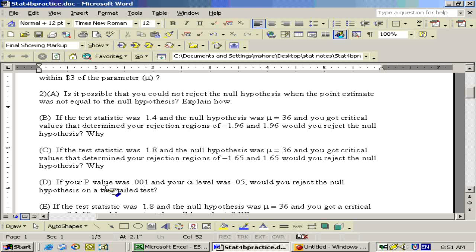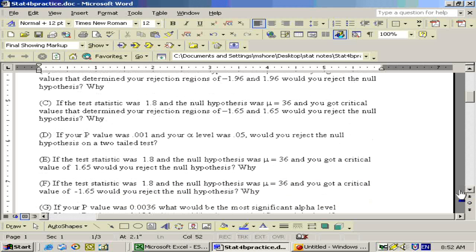Okay, D says if your p-value is 0.001 and your alpha level is 0.05, would you reject? Yep, because if your p-value is less than your alpha, you reject the null hypothesis. If your test statistic is 1.8 and you got a critical value of 1.65, would you reject the null hypothesis? Yes, you would. This must be a right-tailed test because we have only one critical value and it's positive. This falls into that critical value region, that rejection region, because it's greater than 1.65.